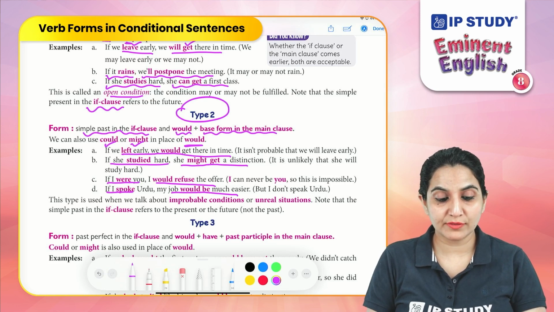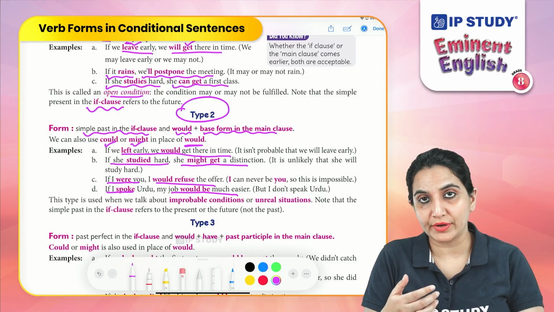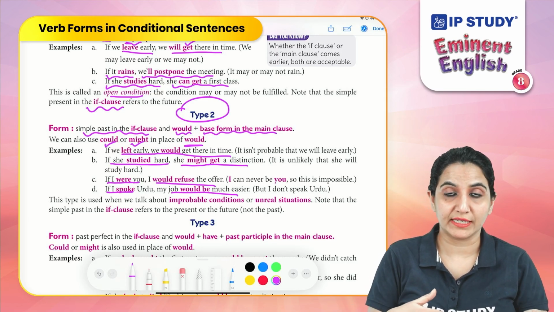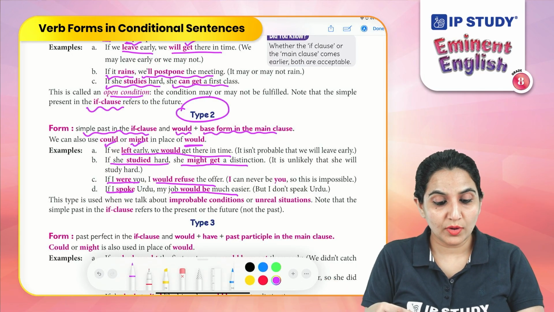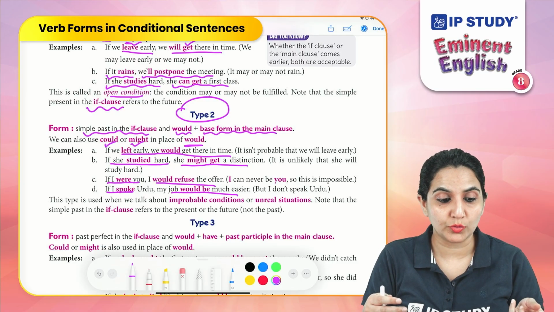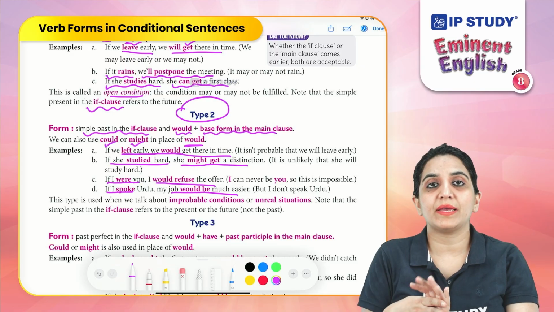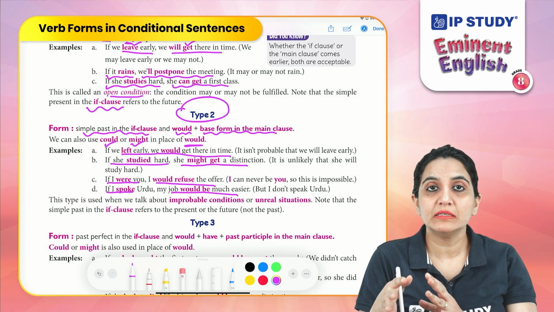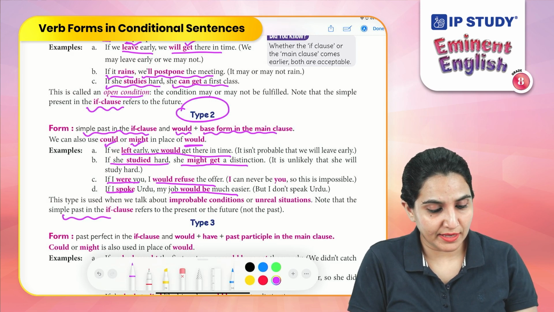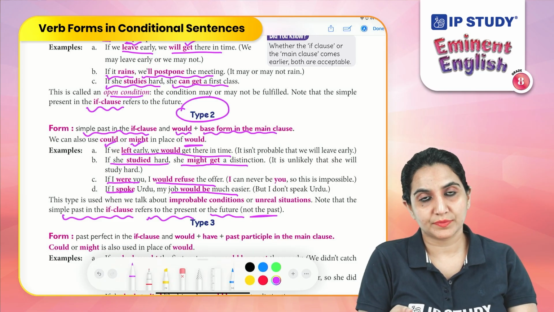Now this is for when we're talking about improbable conditions, right? Or unreal situations. If I were you, I would refuse the offer. If we left early, we would get there in time. So when there are improbable conditions or unreal situations, we use type 2, which has the if clause in the simple past tense, and in the main clause we have would along with the base form of verb. Simple past in the if clause refers to the present or the future and not the past.